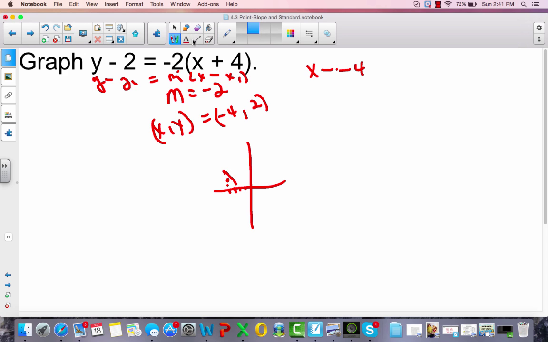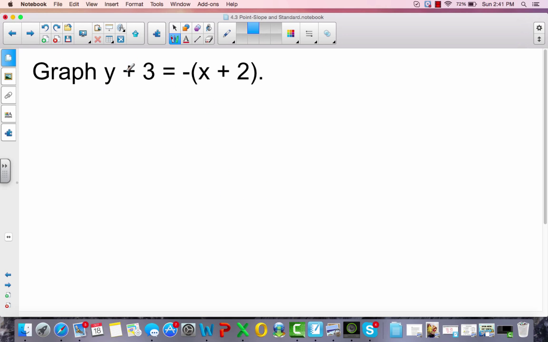Here we go. We draw a line through the points. Okay? I know that looks horrible, but that's the best I could do with this limited ability that I have artistically. All right, graph y plus 3 equals negative x plus 2.